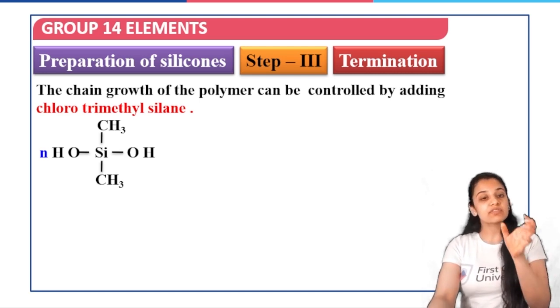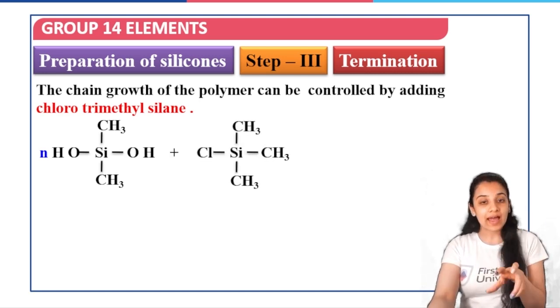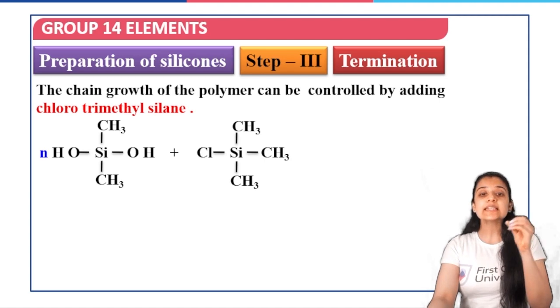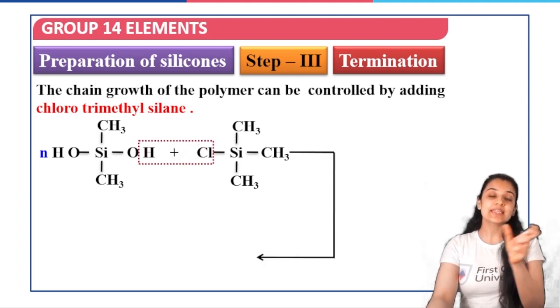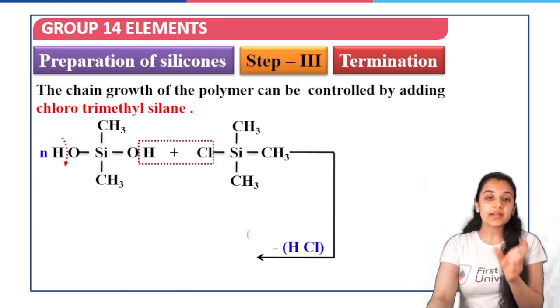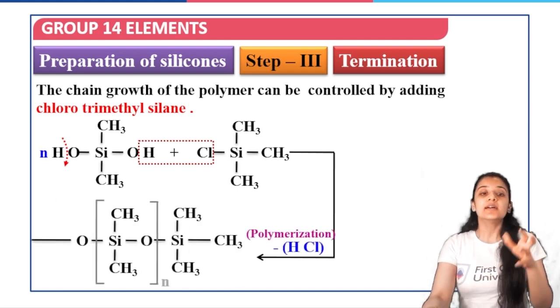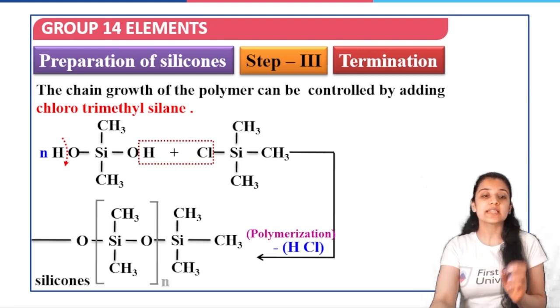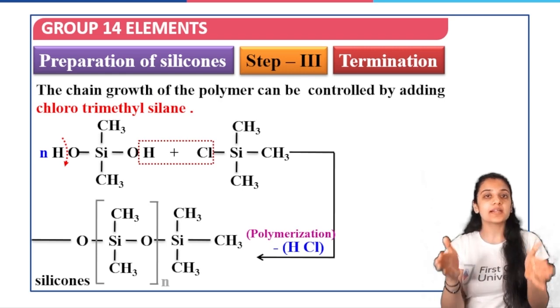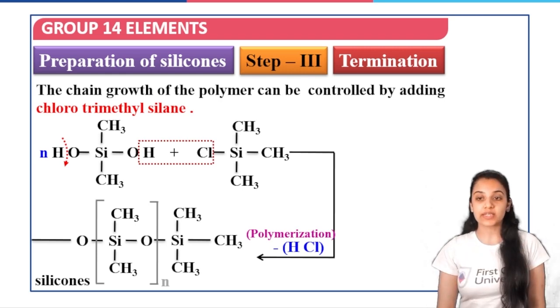So when we have this polymer being formed and we add (CH3)3SiCl to it, HCl gets removed, and ultimately the polymerization is going to stop with the formation of silicones. This is how we get one particular length of a silicone that is actually desired.